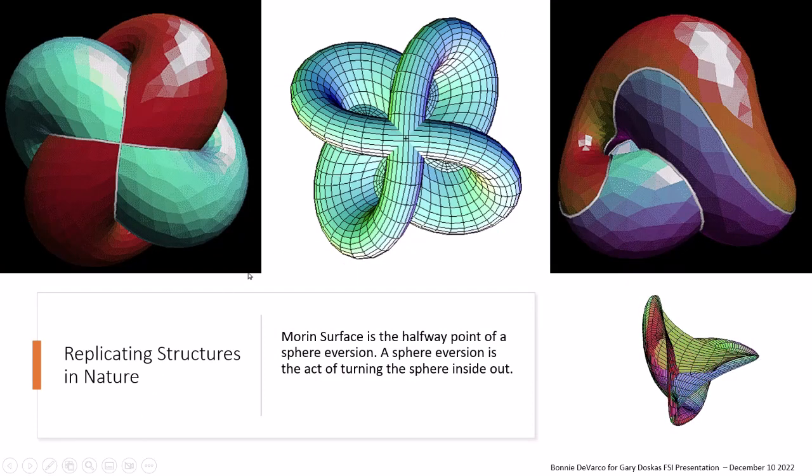All right, let me get back to the slideshow. There's more on that if you want to refer to the full YouTube video. We can make that available. Towards the end of this video clip, you're going to see what one can interpret as these sphere eversions. In fact, this Morin surface is the halfway point between a sphere trying to turn itself inside out.